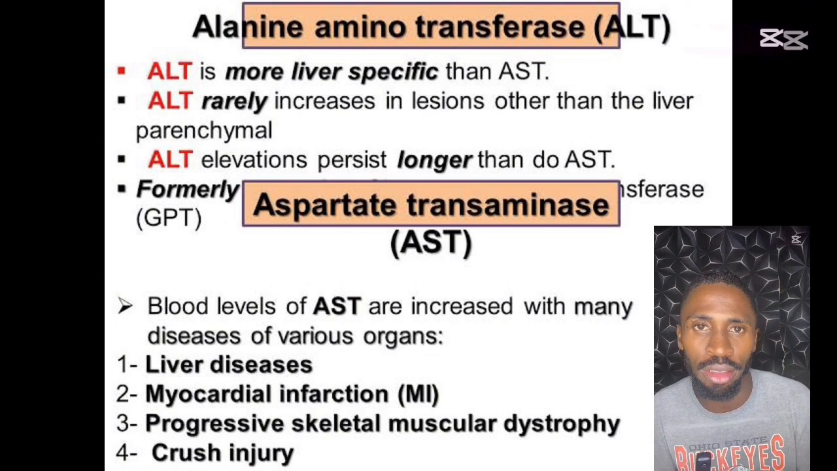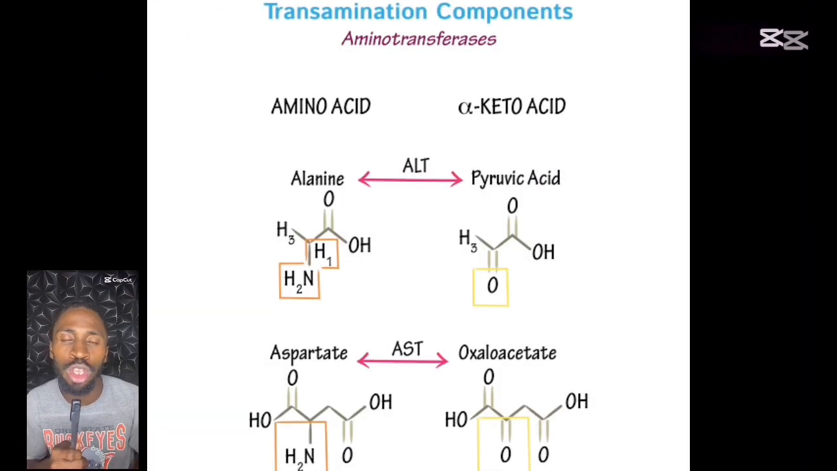So don't forget it. I hope this all made sense, with what I've explained about transamination and the reaction, which is the transfer of an amino group from an amino acid to a keto acid to form a new amino acid and a new keto acid, using the two amino acids, alanine and aspartate, to explain it. I hope it all made sense to you.